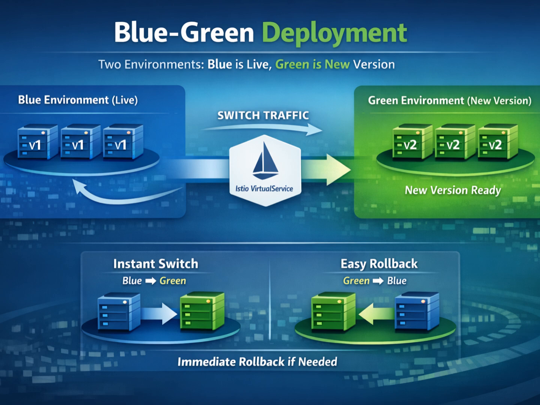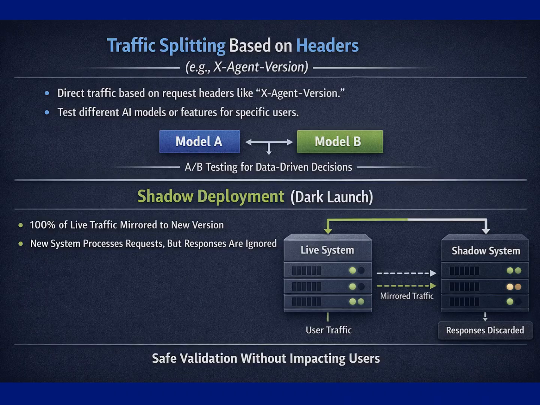Moving on to A/B testing. Traffic is split based on request headers such as X-agent-version. This allows testing different AI models or features for specific users or use cases, helping teams make data-driven decisions.